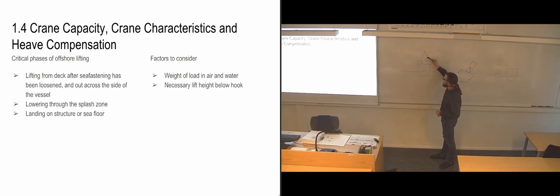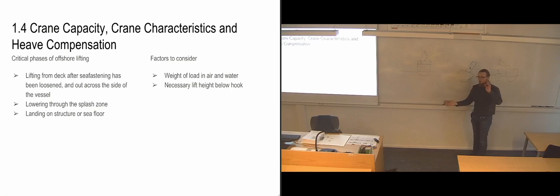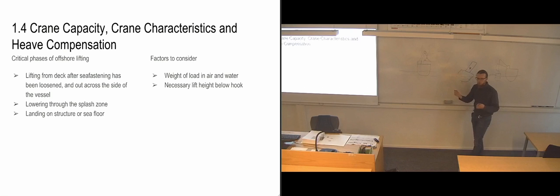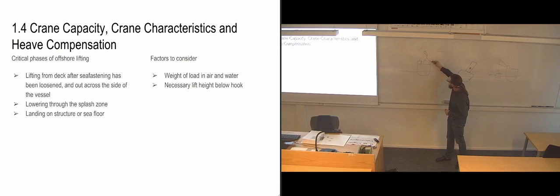Because if the angle here needs to be larger in order to distribute the weight correctly, we're going to need more space up to the hook. But the hook has a maximum that it can travel upwards, so it's going to stop when it reaches the crane boom, so it can't go any further. So we need to know how much space do we have basically between here.